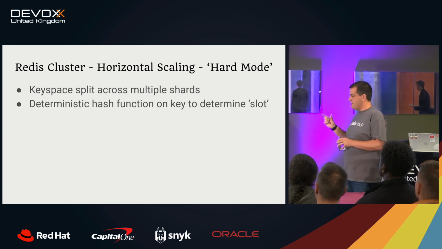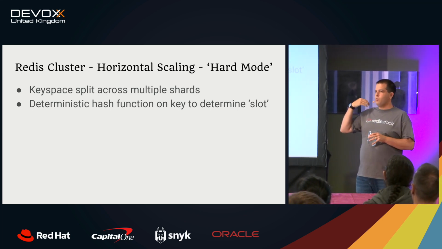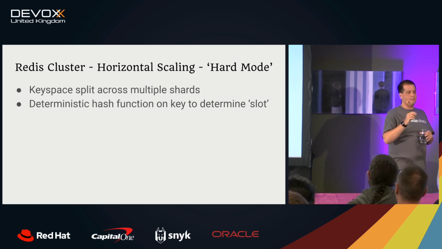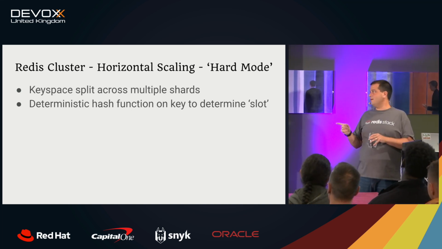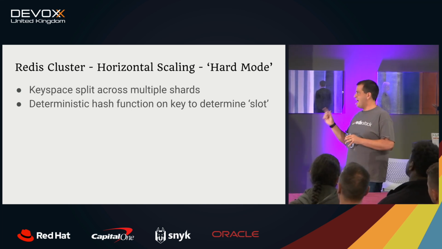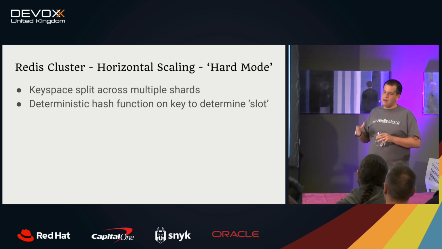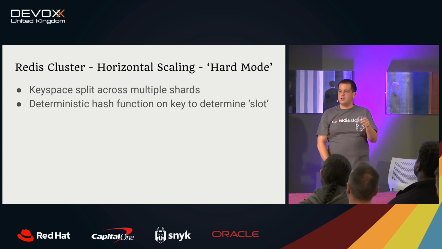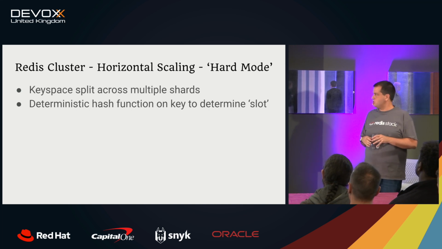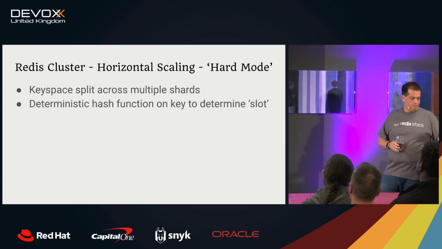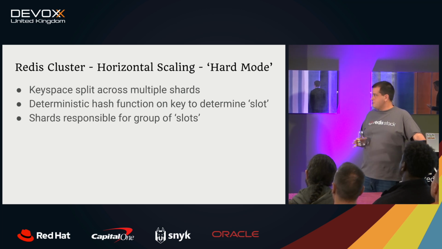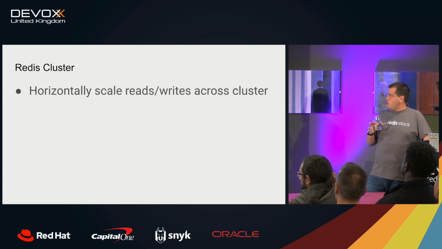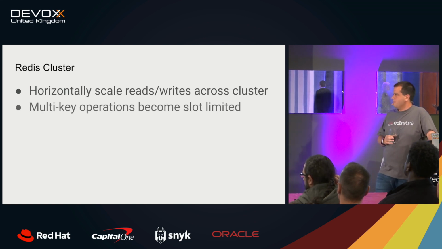Now, each key that you send to Redis, so when you issue commands, and we'll get into the commands later, a major component of them is their key. That key is basically deterministically hashed to create a slot. And whichever slot that key maps to is the set of master and replica shards that are going to handle all the operations for that key. Now, shards become responsible for a group of slots. This allows you to horizontally scale reads and writes across a cluster.